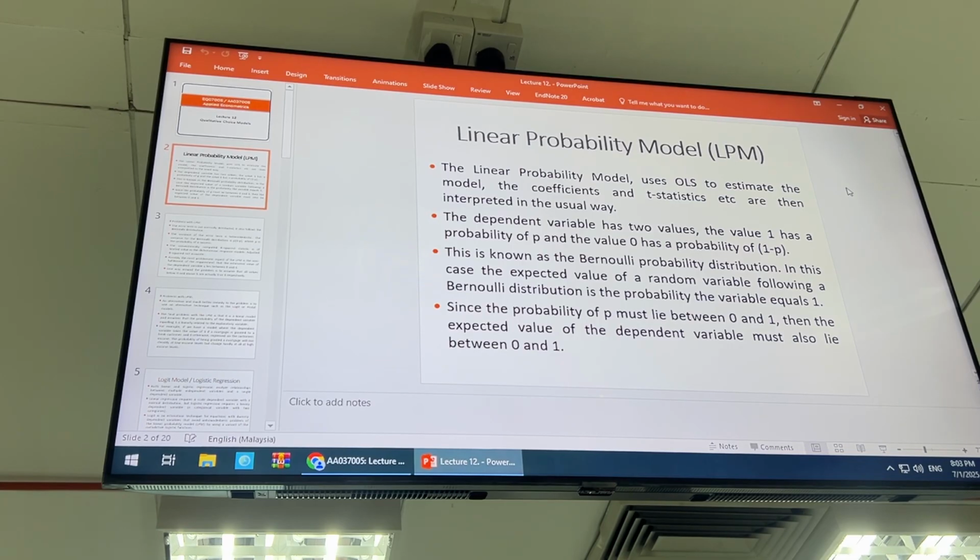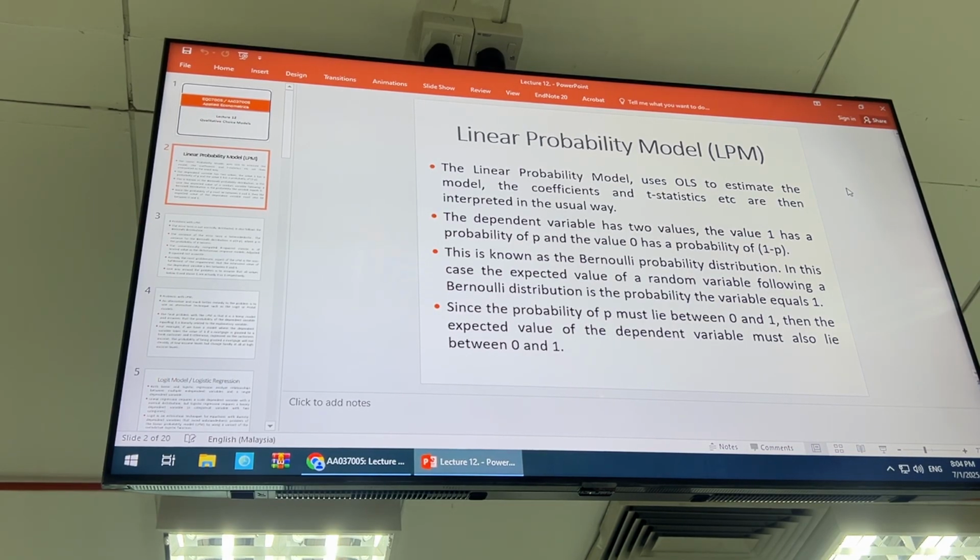The coefficients, the intercept, the x's and so on, are then interpreted in the usual way. So the dependent variable has two values. The value 1 has a probability of P and the value 0 has the probability of 1 minus P. This is known as the Bernoulli probability distribution. In this case, the expected value of a random variable following a Bernoulli distribution is the probability that the variable equals 1.